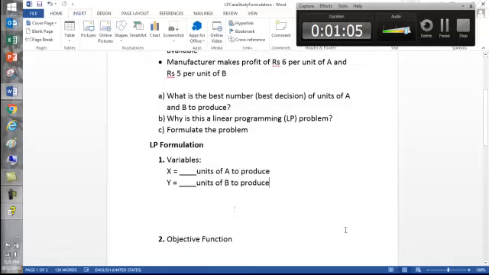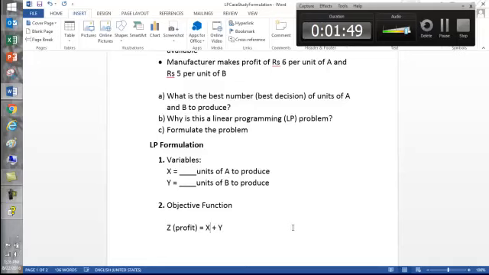The second step is the objective function. The function means equation. So what is the objective in this case study? It's to maximize profits. So let's call Z the variable for profit. Now we have to define profit. Well, profit will be the number of units of X that we produce plus the number of units of B that we produce, assuming we sell all our units.